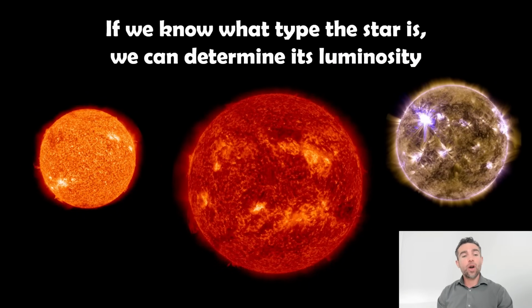So if we know what type of star it is, we can determine its luminosity, how much energy is given out, how bright it is. And all stars are different, but there are ways we can work out what type of star that is, how big it is, and its luminosity. If we know its luminosity, we can then convert that to an absolute magnitude, and then we can get its distance.